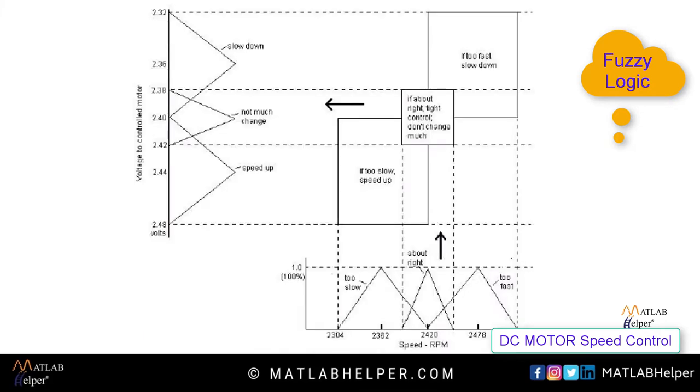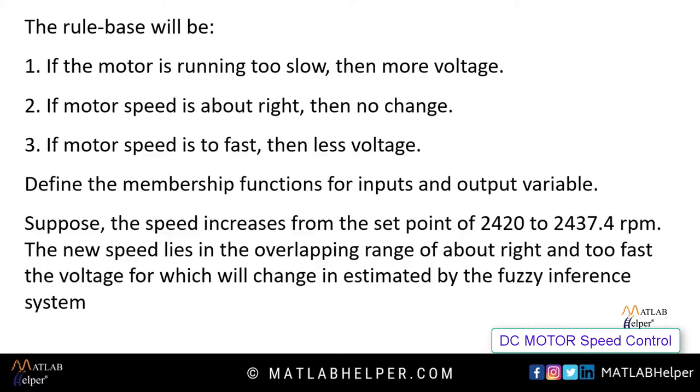Let the input status words be too slow, just right, too fast. Let the output action words be less voltage for slowdown, no change, more voltage for speed. The rule base will be: first, if the motor is running too slow, then more voltage. Second, if motor speed is about right, then no change. Third, if motor speed is too fast, then less voltage. Define the membership functions for input and output variables.